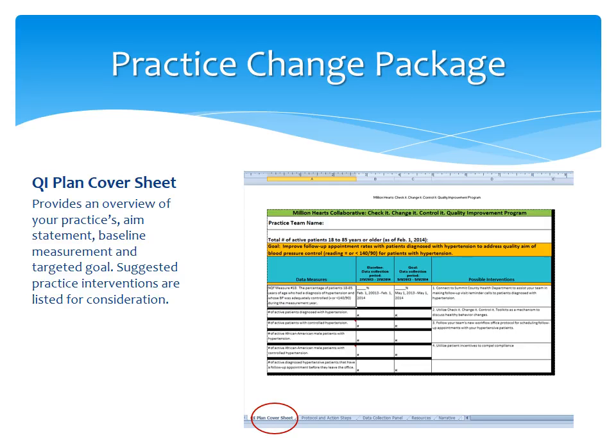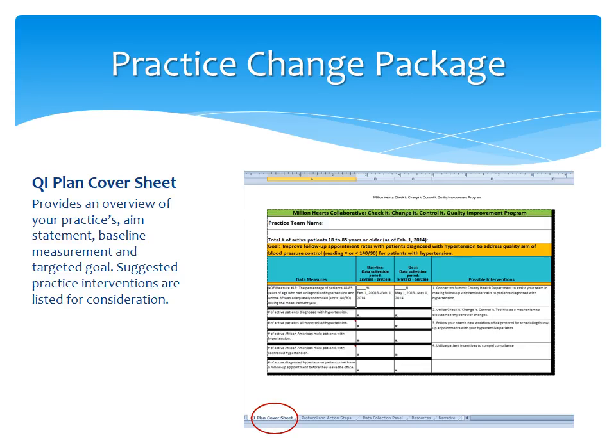So on the first tab in this change package, we have a QI plan cover sheet. Initially, we had our event March 1st, where the 11 practices attended, and we asked them to provide us with some baseline data on that particular day. First we asked for the number of total active patients 18 to 85 or older that were part of their practice. The goal of our project was to improve the follow-up appointment rates with patients diagnosed with hypertension, to address the quality aim of blood pressure control, a reading that is less than 140/90 for patients with hypertension.